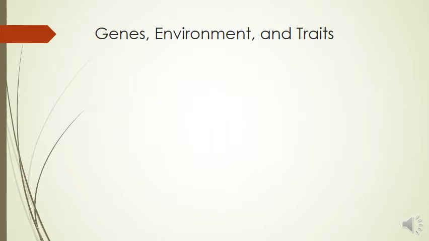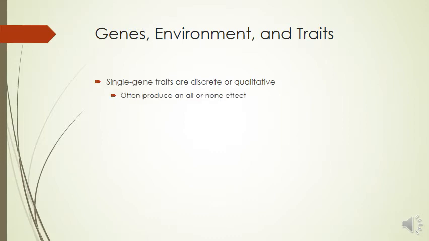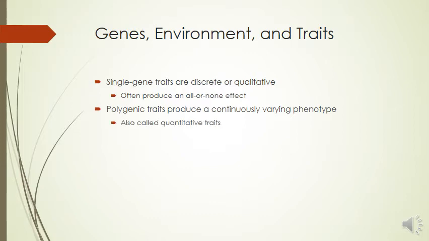When you look at the genes, the environment, and the traits, we see that single gene traits are discrete or qualitative. They often produce an all or none effect. The polygenic traits, though, produce a continuously varying phenotype, also called quantitative traits. The DNA sequences involved are termed quantitative trait loci, or QTLs.